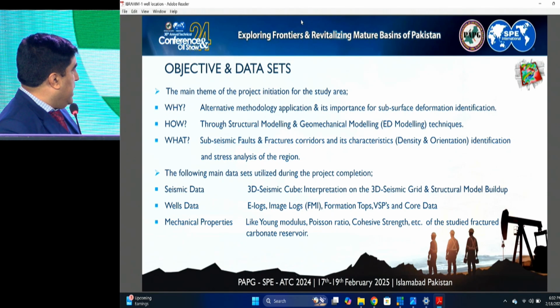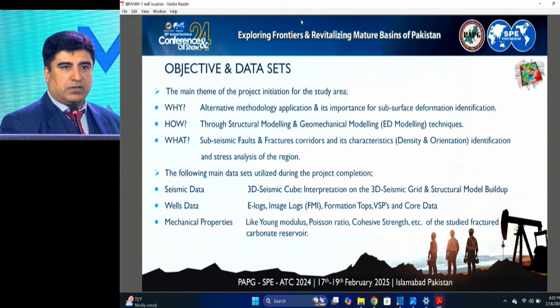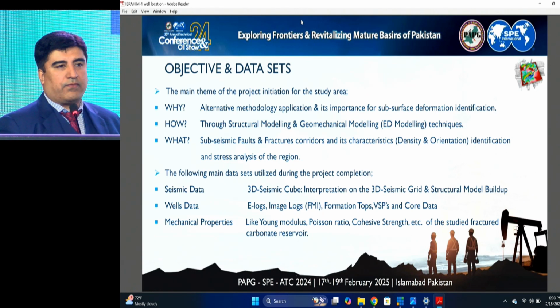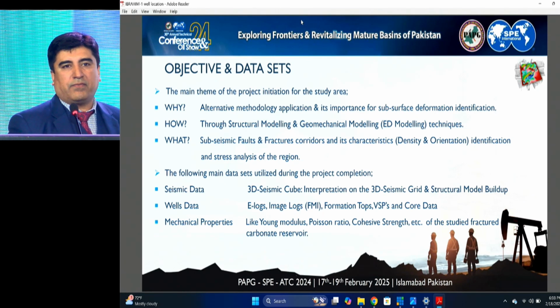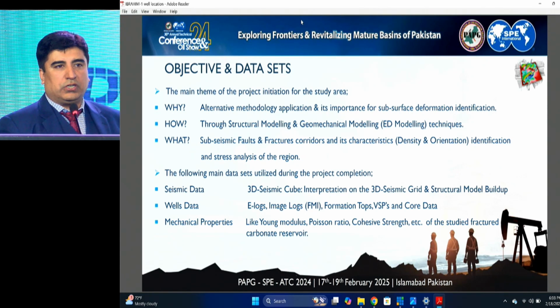Pakistan. And how we have done it is through a structure modeling and geomechanical modeling approach. And what we have got from this study is the fracture corridors and their characteristics, mainly density and orientation of the fractures in the area.